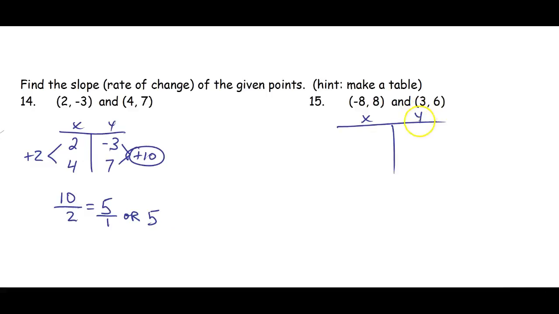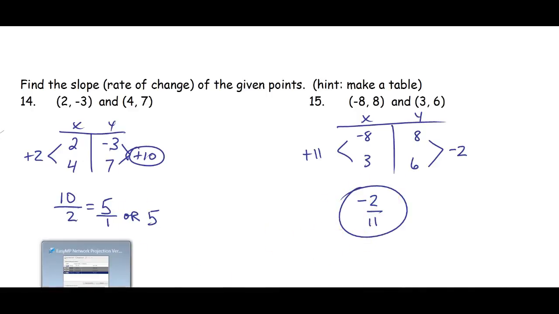Number 15 we're going to do the same thing. Let's make your table. -8 and 8 and 3 and 6. Let's find the changes. How do you get from -8 to 3? Well, you're going to add 11. How do you get from 8 to 6? You're going to subtract 2. So -2 over 11, can't simplify that, so that's just your answer.